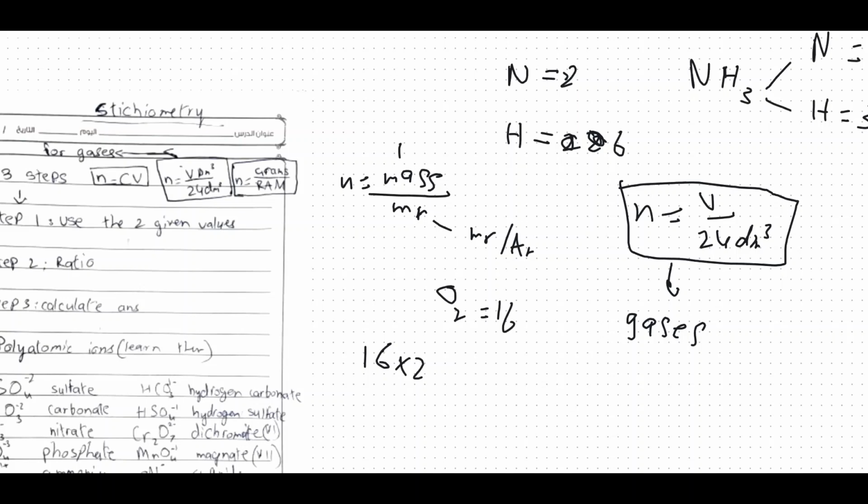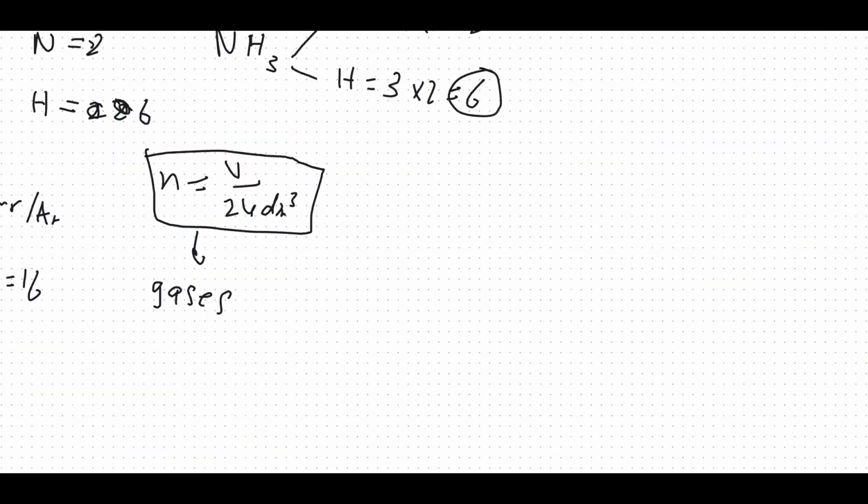And remember that they won't always give you the gas volume in decimeters cube. They would either give you decimeters cube or centimeters cube. When it's in centimeters cube, it's not 24. Instead, it would be V over 24,000, because now it's in centimeters cube instead of decimeters cube. So when I have centimeters cube, I use 24,000. If I have decimeters cube, I'd use 24. So this was the second equation.